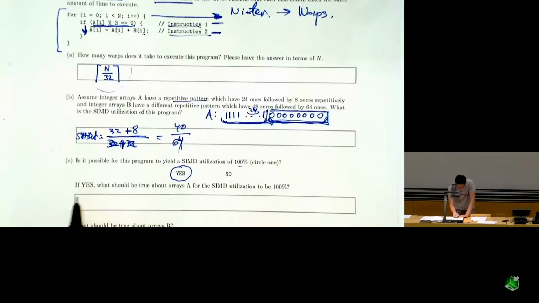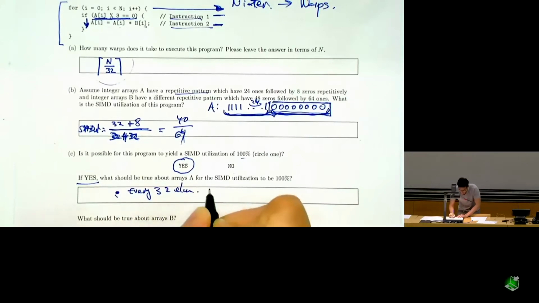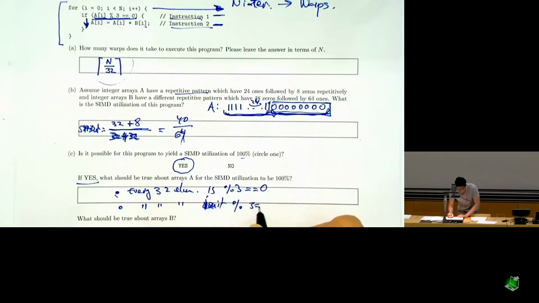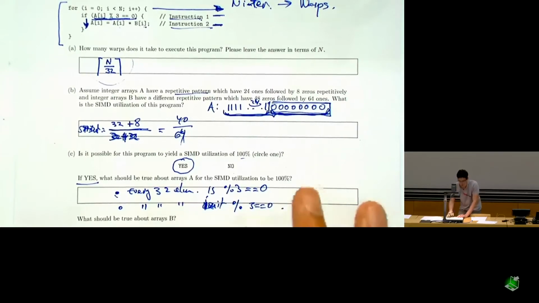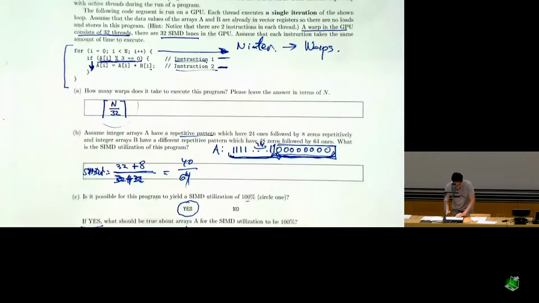So the answer in this part, if yes, what should be true about array A for SIMD utilization to be 100%, is two possibilities. Every 32 elements is divisible by 3, or every 32 elements isn't divisible by 3. So either way, we will have all threads in the warp executing both instructions or only executing one of the instructions.